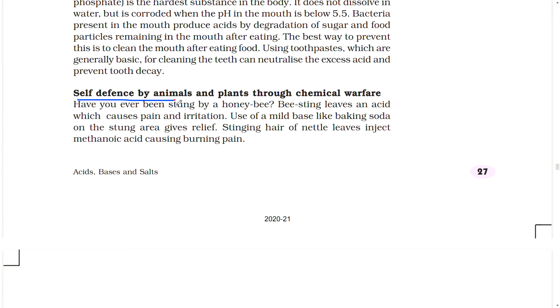Self-defense by animals and plants through chemical warfare. Have you ever been stung by a honeybee? Bee sting leaves an acid which causes pain and irritation. Use of a mild base like baking soda on the stung areas gives relief. A stinging hair of nettle leaves injects methanoic acid causing burning pain.